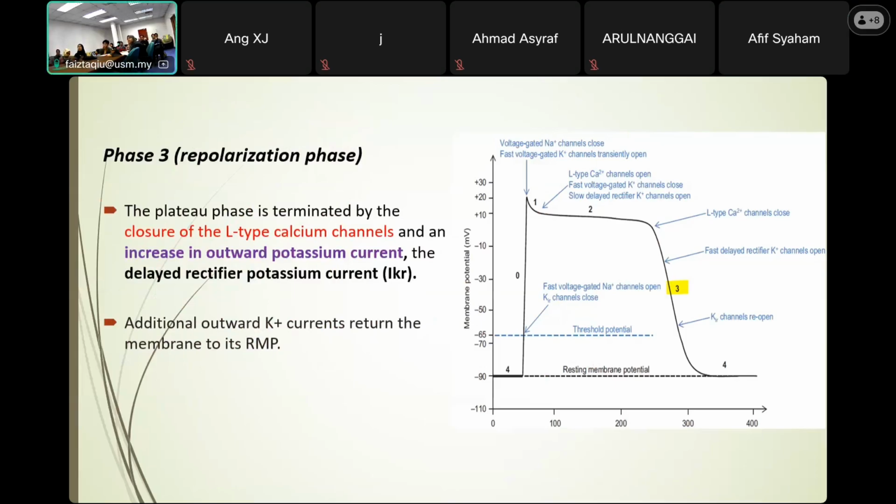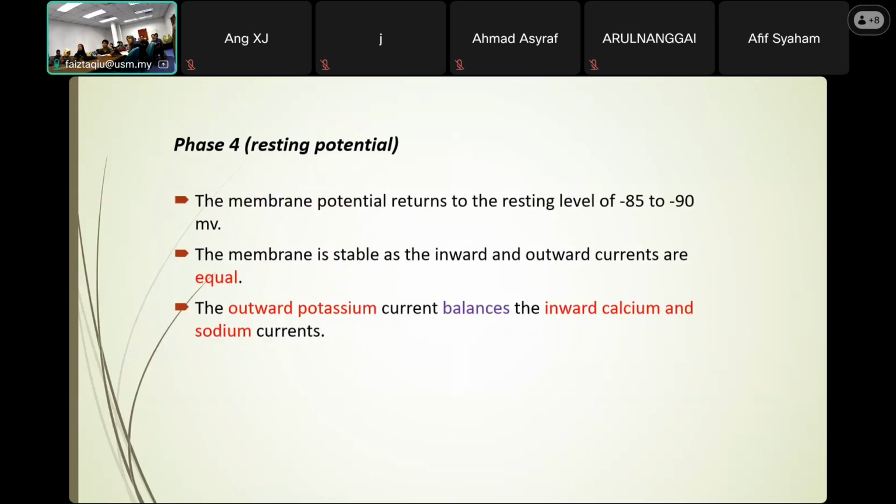So once potassium goes out, the cell becomes more negative. Therefore, we reach our resting membrane potential of negative 85, negative 90. Phase 4, resting membrane potential is reached. It is stable as inward and outward currents, or influx and efflux of ions, are balanced.